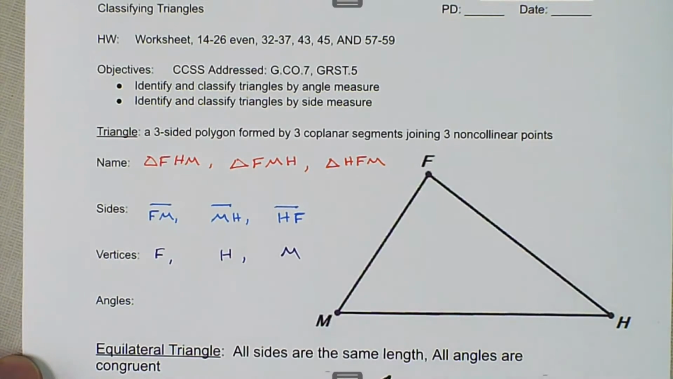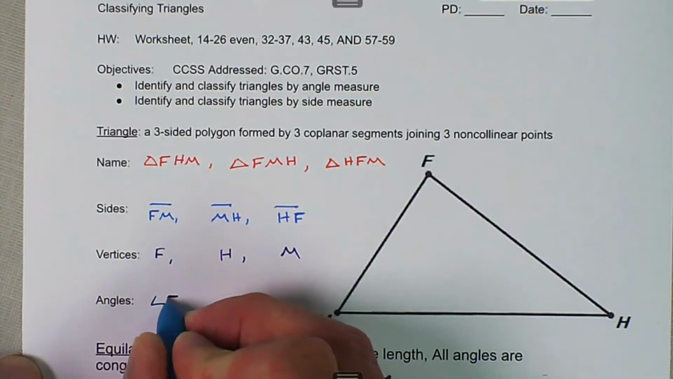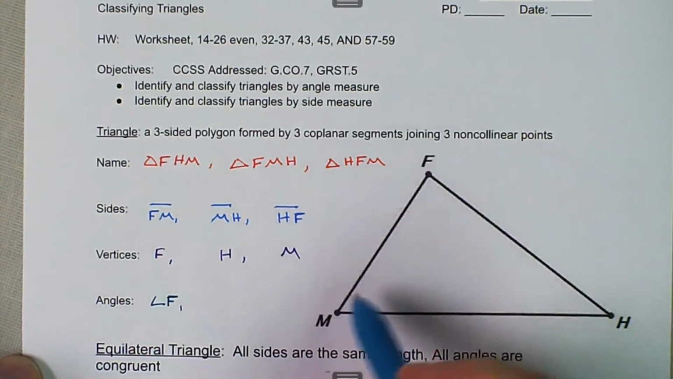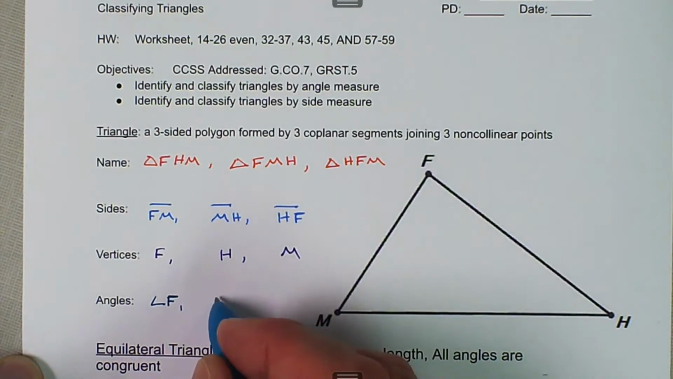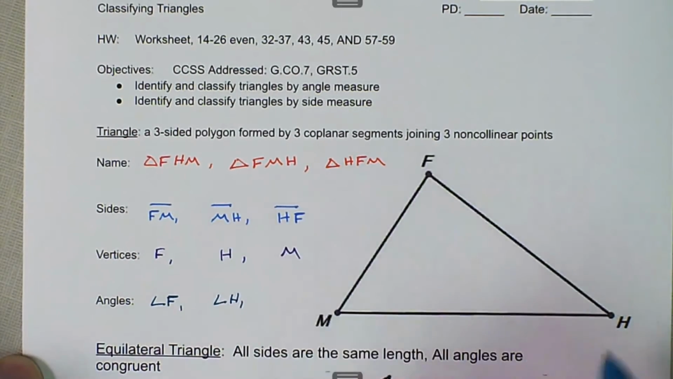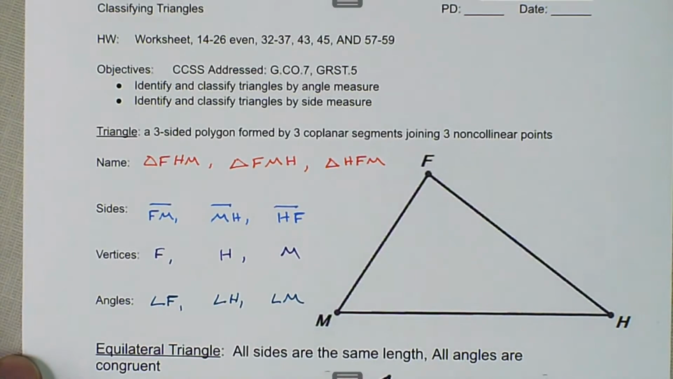And then the last thing we have to talk about are the angles. And basically the angles are the vertices. So we could call this angle F, which would be this angle right here. We have angle H, which would be this angle here with H as the vertex of the angle. And we could have angle M. Those are the three angles that make up this triangle here.